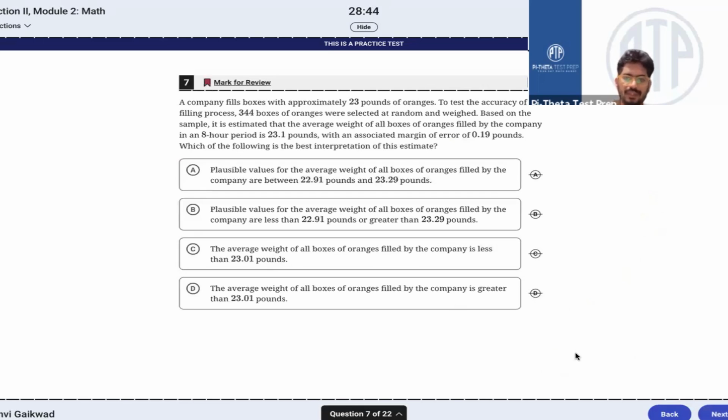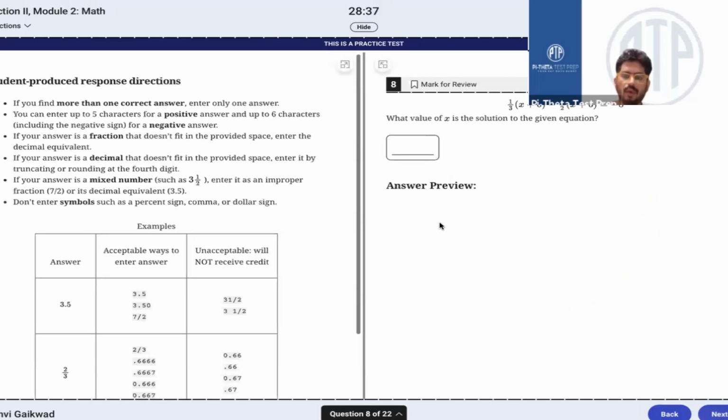This we can mark for review. This is a bigger question. Don't try to, because it will waste your time in solving this. We can simply see in round 2. Okay, what value of x is the solution? Go to the Desmos to get the answer here.